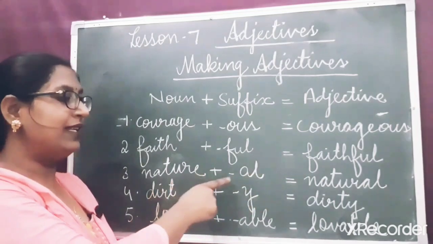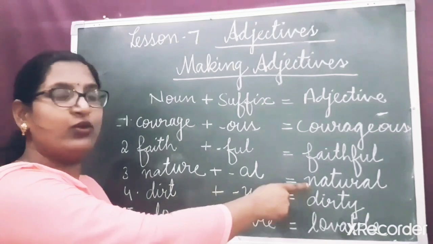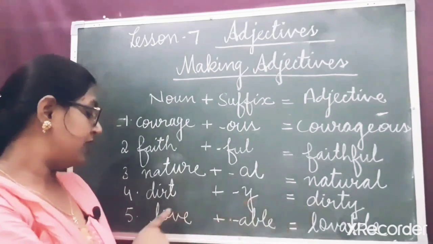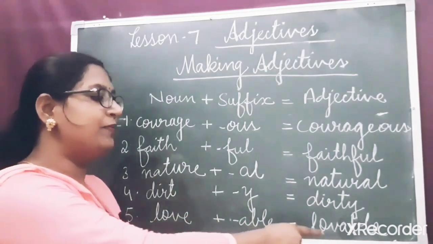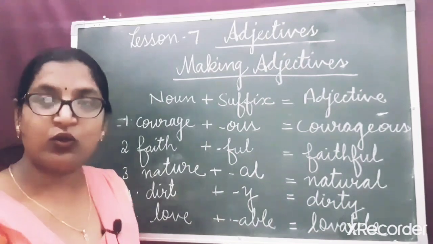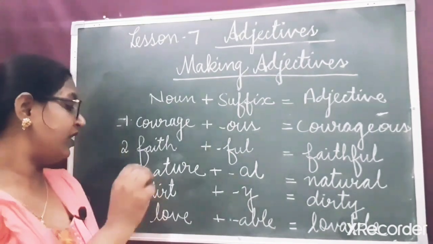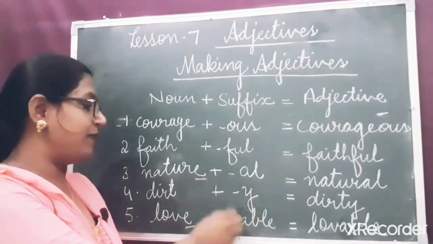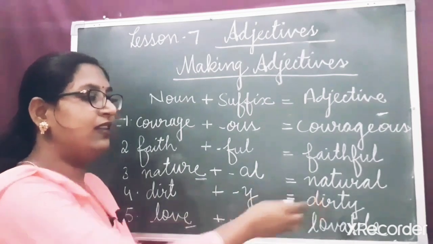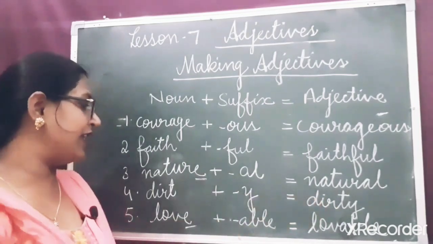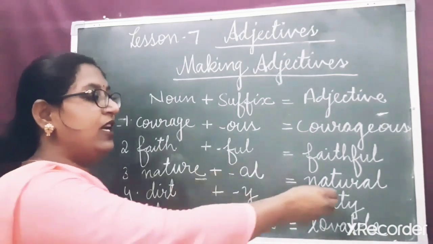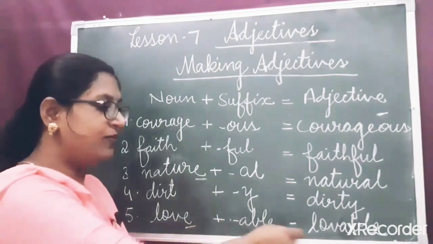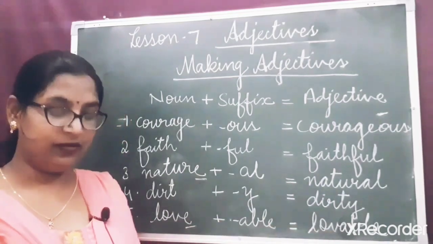Nature plus AL becomes natural. Dirt plus Y becomes dirty. Love plus able becomes lovable. We can notice one thing, dear children. The words which end in E, when we add suffixes to them, E is dropped and the new word comes. Nature, E is dropped and the word became natural. Love, when we added the suffix, E is dropped and we got the word lovable.